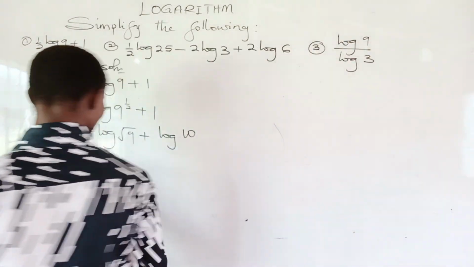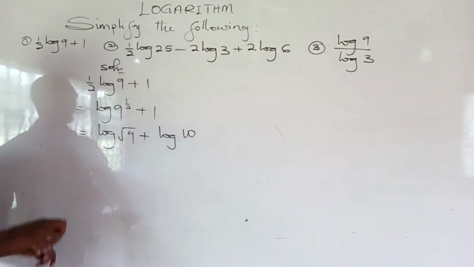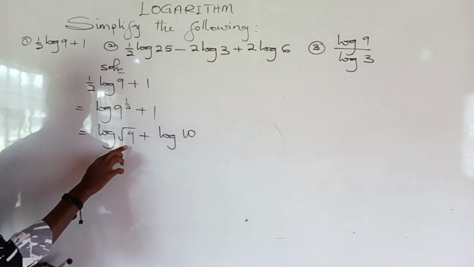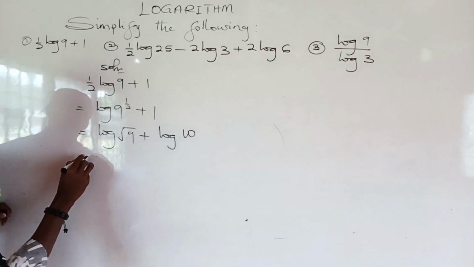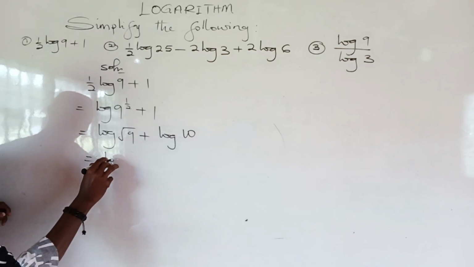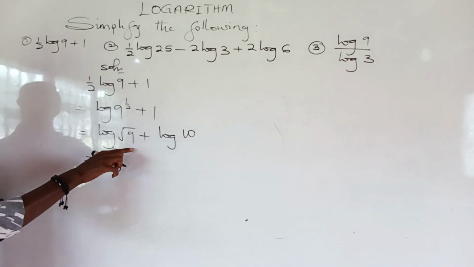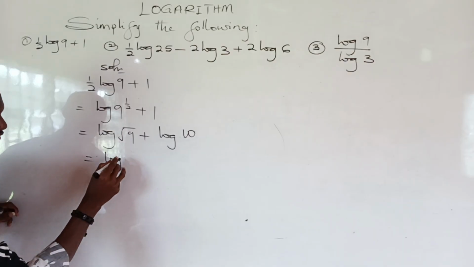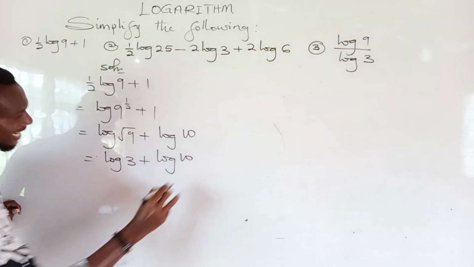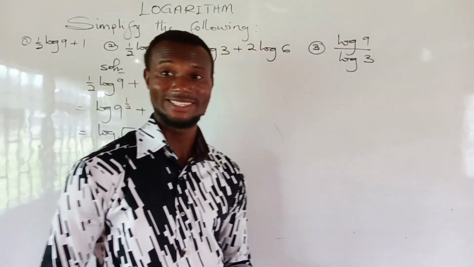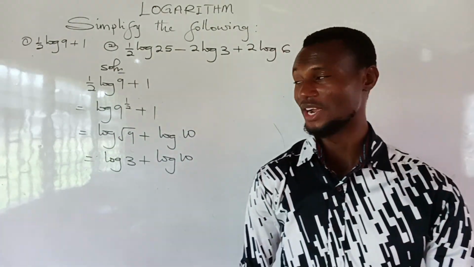So now, let's go ahead and simplify further. From here, we are going to simplify the square root of 9. So I'm going to have my log, square root of 9 is 3. So I'm going to have my log 3 plus log 10. I hope you understand and you agree with me up to this point.